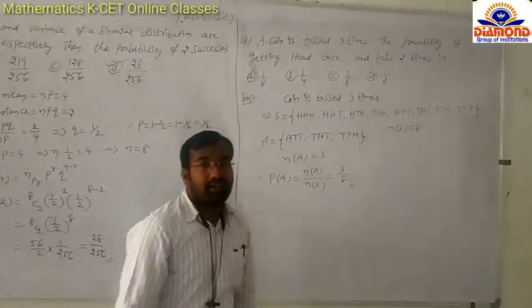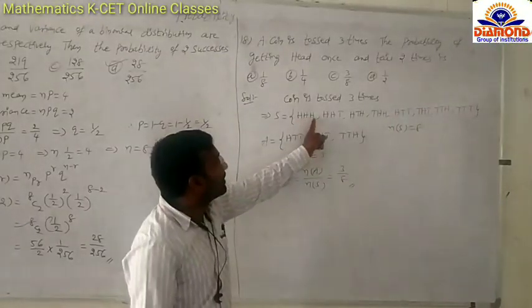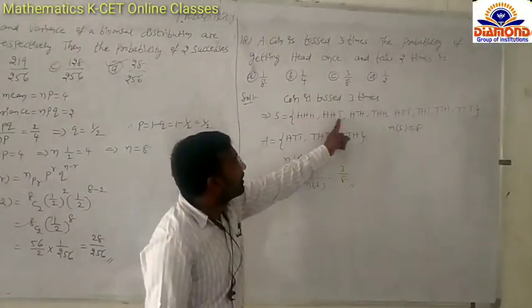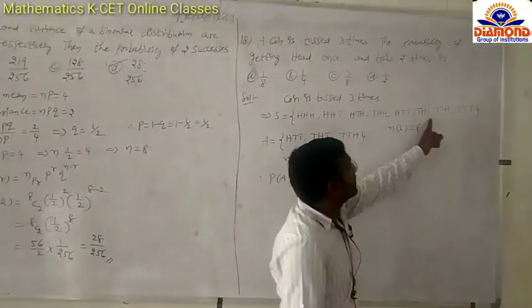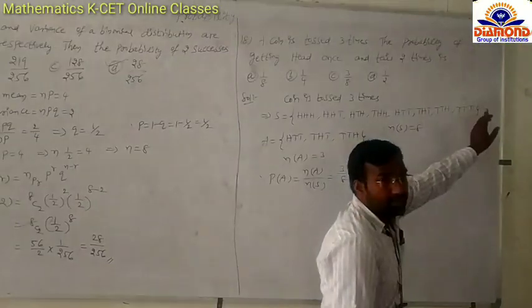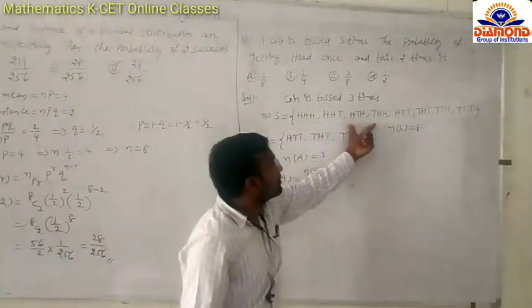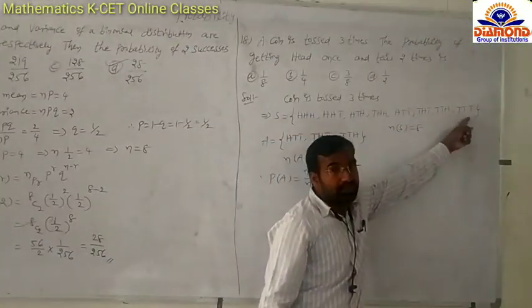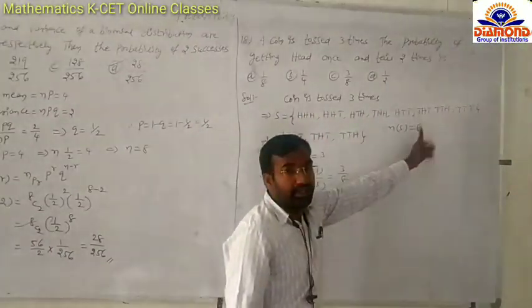If the coin is tossed 3 times, the sample space is HHH, HHT, HTH, THH, HTT, THT, TTH, TTT. So first 3 heads, next 2 heads options, next single head, last 3 tails. Total 8. So N of S equal to 8.